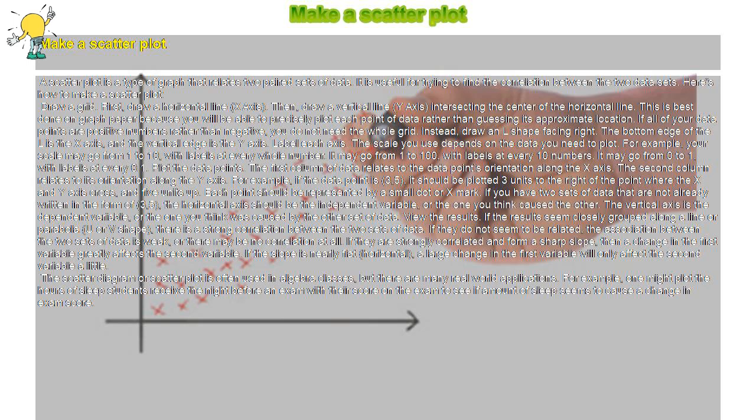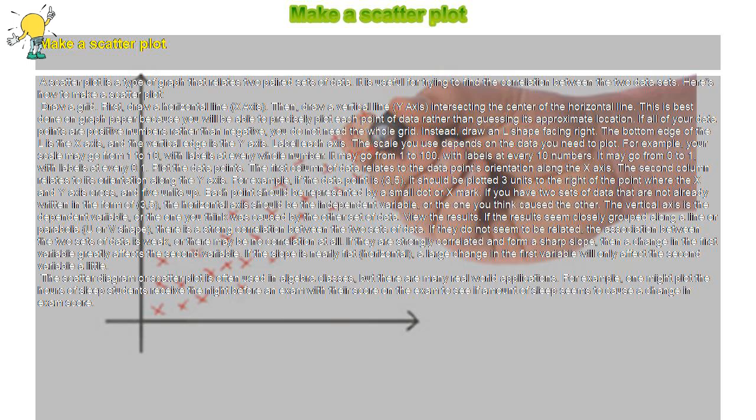View the results. If the results seem closely grouped along a line or parabola, U or V shape, there is a strong correlation between the two sets of data. If they do not seem to be related, the association between the two sets of data is weak, or there may be no correlation at all.